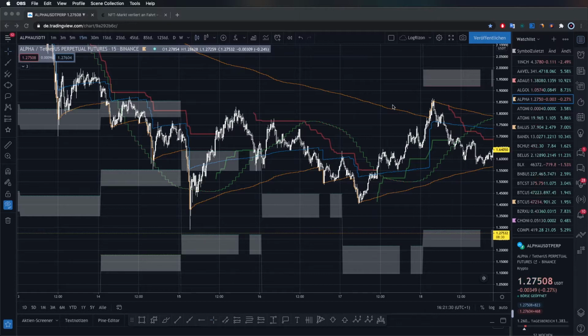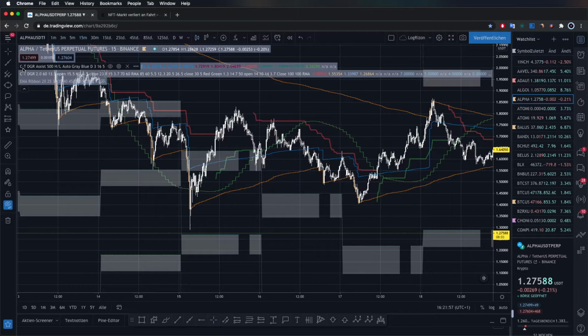So today I just give you a small explanation of the DGR indicator and how I use it at this moment, and I will show you one or two examples of how I used it in the last days. So what you are seeing here is the 15-minute time frame of the alpha coin. So you can use the DGR for all altcoins as well, not just for Bitcoin.